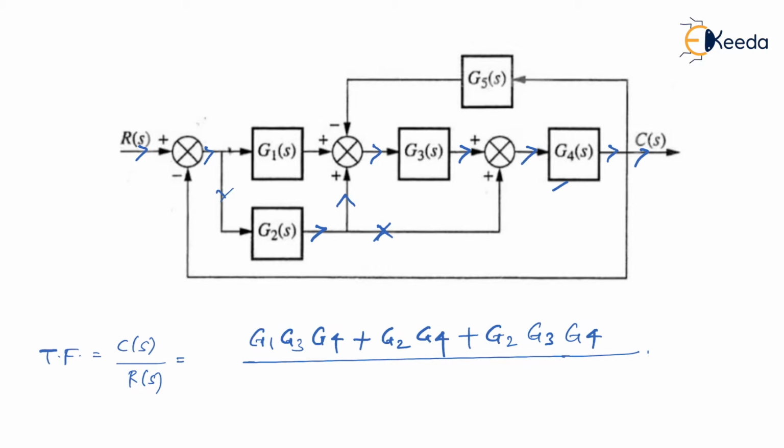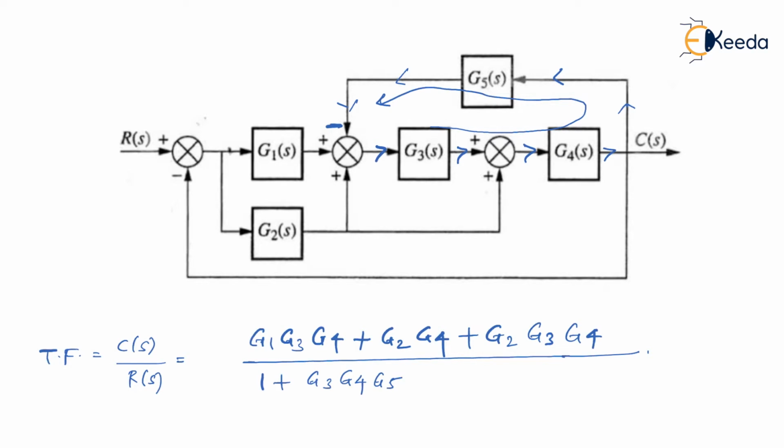Only what we have to look after now is loops. So now I'm going to remove all this. So look at the loop now. Quite visible and easy to identify is this loop. Am I right? So I'll start with G3, then G3 to G4, then G5 and back to the same summing point. This one comes by default. If you look at the feedback, it is a negative feedback. I'll say plus G3, G4, and then G5. Am I right? So this is the first loop that we have seen.